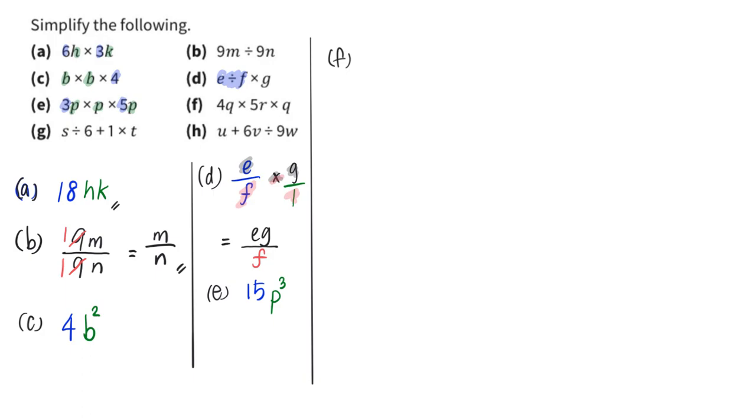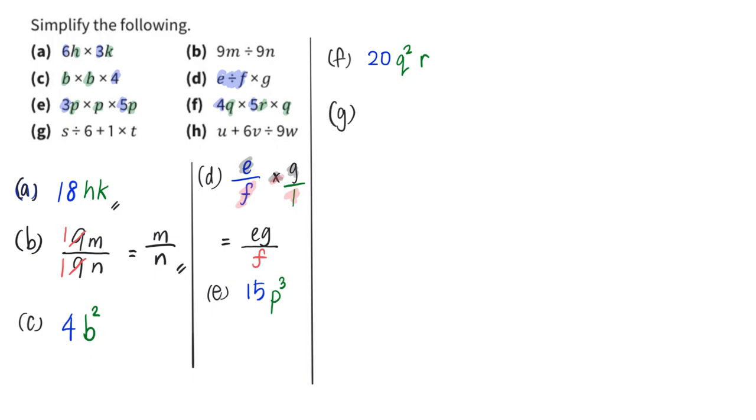For part F, Mr. Tan is also going to apply what you have just seen. Coefficient times coefficient first. 4 times 5, 20. Then I see a q times r times q. So q times q, q to the power of 2. Not forgetting the r.